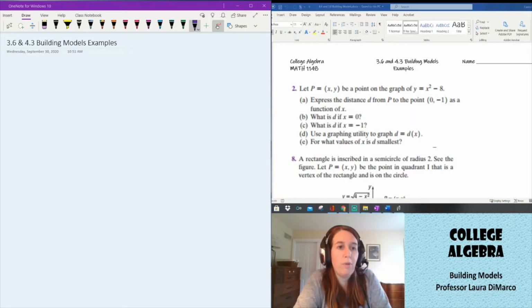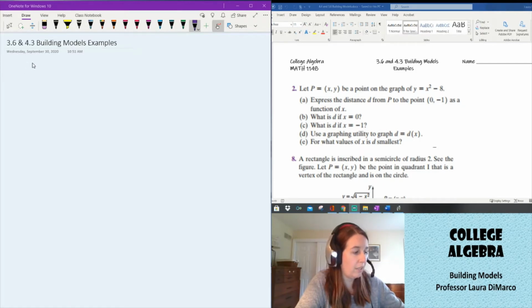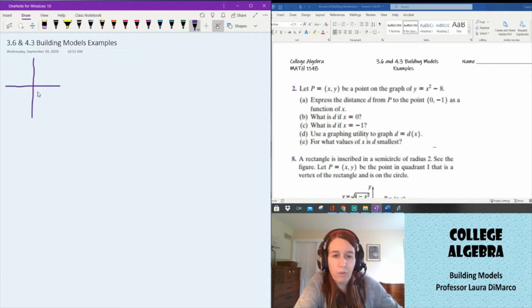So the first problem says, let P equal x comma y be a point on the graph of y equals x squared minus 8. Okay, so it can be any point on the graph. And so let's start by perhaps drawing what that looks like. So we have the graph is y equals x squared minus 8. We've done transformations, and we know that that is a parabola, and then it is shifted down 8. So it looks something like this.